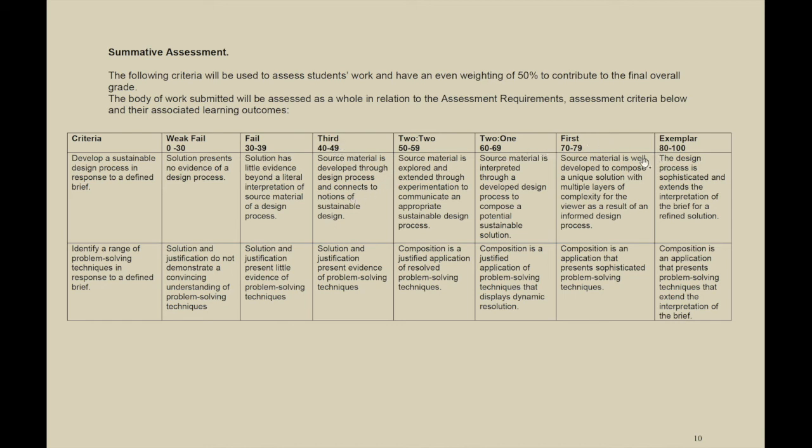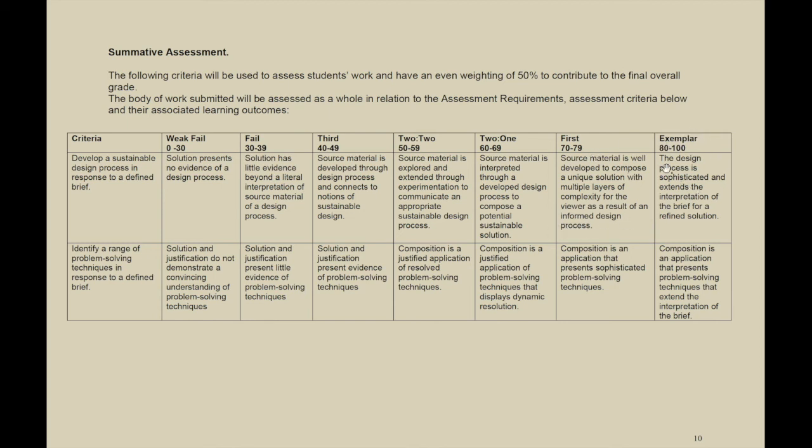Let's head down the other side of the spectrum and look at first and exemplar. Let's take a look at first. Source material is well developed to compose unique solution with multiple layers of complexity for the viewer as a result of informed design process. So that basically says that you've taken some source material, so let's say it is a tree, and you developed to compose a unique solution. So that solution might be, I don't know, an ecosystem that you can wear, and that might have multiple layers of complexity. It might be about reducing waste, but it also might be about getting back to nature, feeling part of the world, oxygenating the body, whatever. But of course, all of that is as a result of a design process that has been informed.